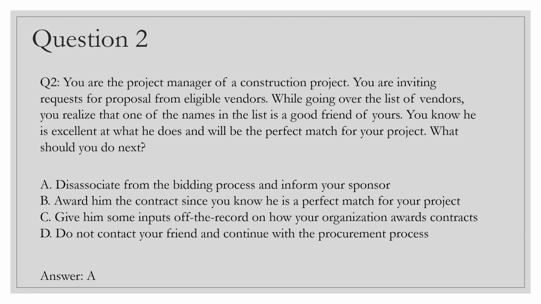Whenever you see somebody known to you, howsoever skilled that person is, it is always good to disassociate from the bidding. So you can step away from the bidding process and inform your sponsor that, hey, for this reason, I'm stepping out. Be honest with the sponsor, and you can nominate anybody else to be the focal of the bidding. Because when you see a known person, especially a friend, it's called a subconscious bias. Even maybe the friend will be highly capable.